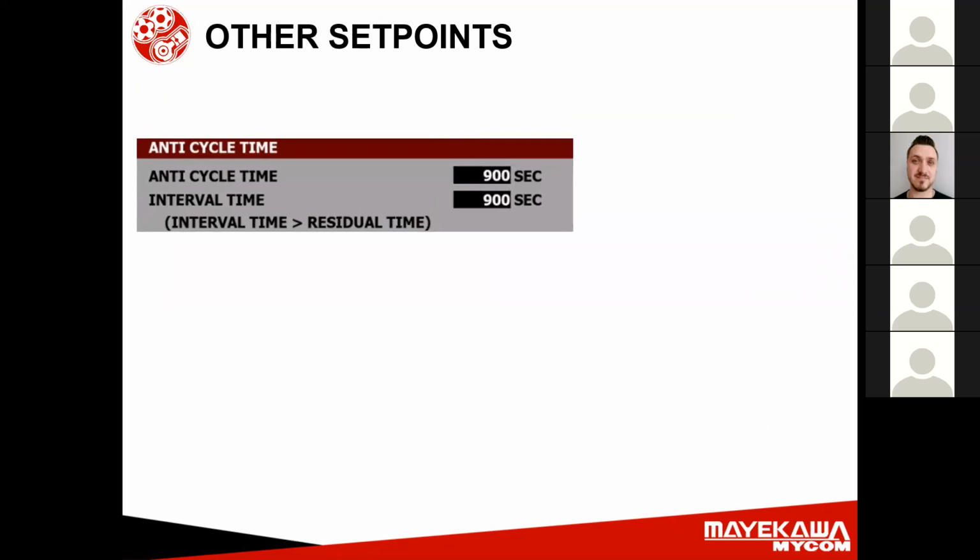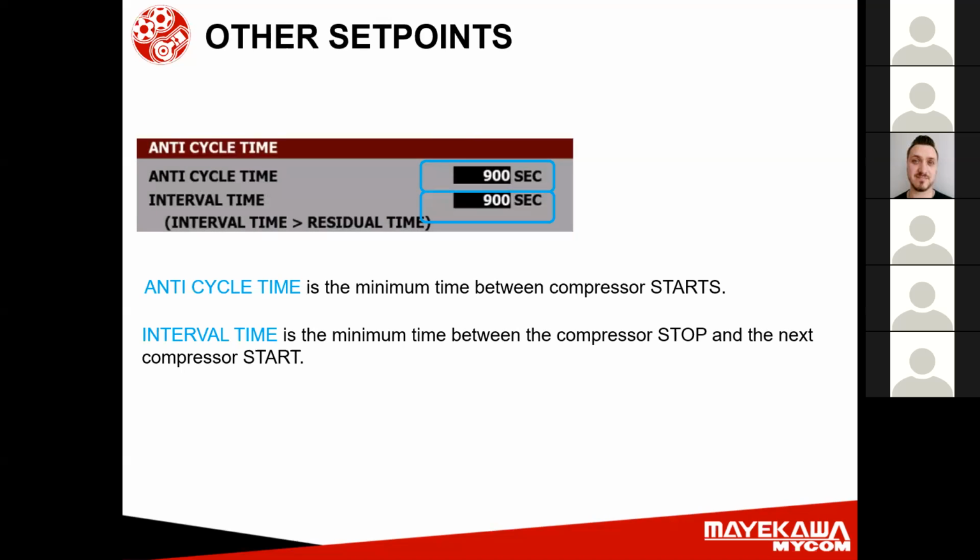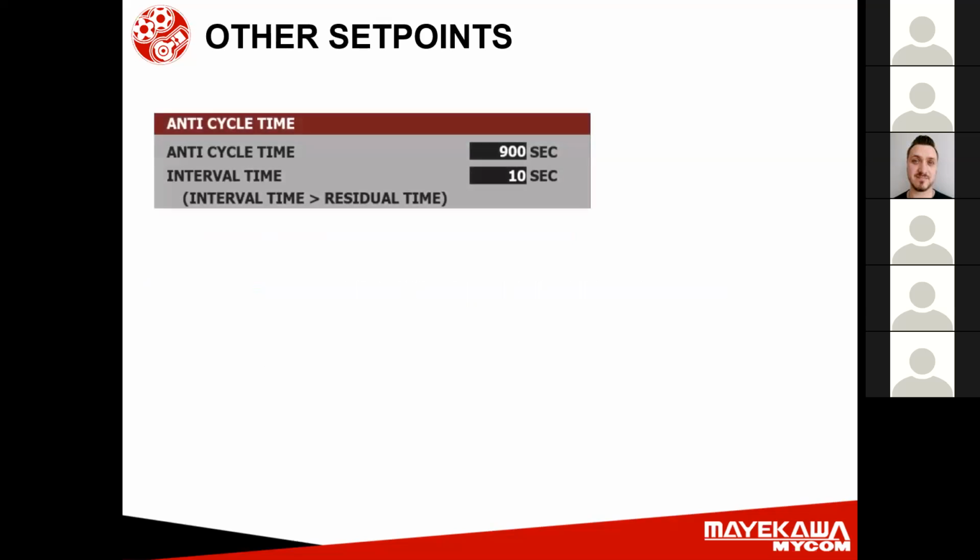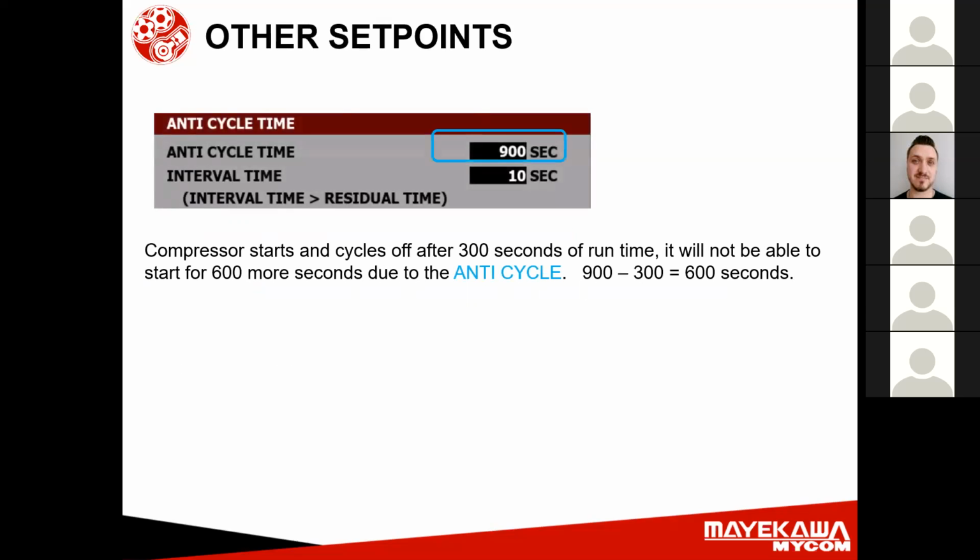The AntiCycle time window is where the motor and starter protection timers can be adjusted. The AntiCycle time is the minimum time between starts. The interval time is the minimum time between the last stop until the next start. For example, if we use the settings shown, if the package is started and cycles off on low suction after 300 seconds of running time, it will not be able to start for 600 more seconds due to the AntiCycle.